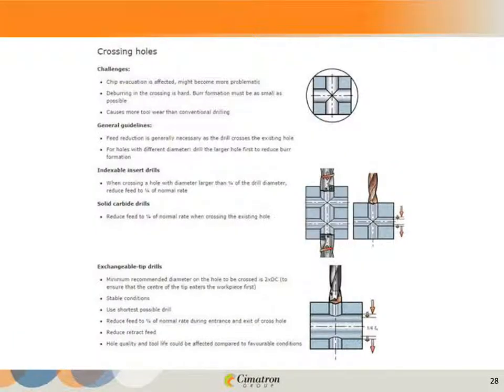Here are a few more examples. Pardon me while I find my slide. I can't see the text here. It's kind of small. Okay, so for a cross hole like this, with the indexable drills, we want to slow them down to a quarter of the normal feed rate. Solid carbide, we want to slow down to a quarter of the normal feed rate. And the indexable drills, the exchangeable tip drills, really aren't recommended for those types of cross holes unless the diameter it's crossing over is much bigger.